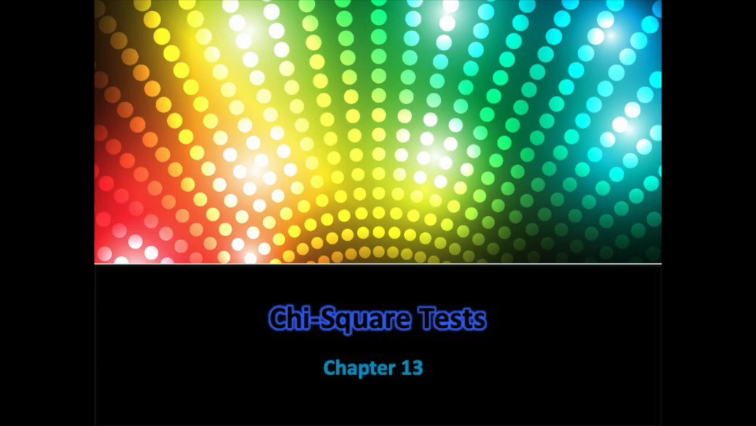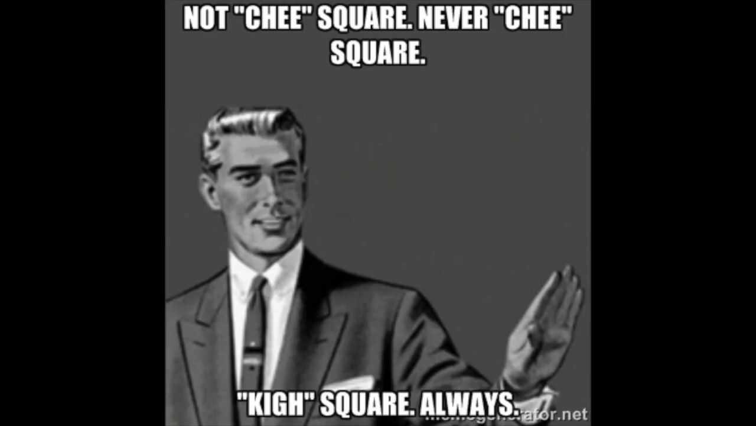Welcome to chapter 13. This chapter is on the chi-square test. It is pronounced chi, although lots of people like to pronounce it chi or chai, like the T. But it is actually chi-square. Okay, here we go.